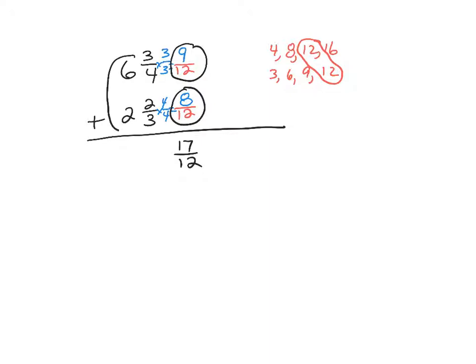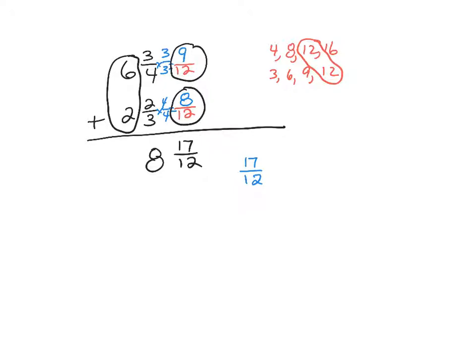And now I'm going to add my whole numbers together, 6 plus 2, and I get 8. But notice that the fraction that I have is an improper fraction. The top number is larger than the bottom number, and I cannot leave it like that. So when I have the fraction 17/12, we talked in an earlier section about changing that.